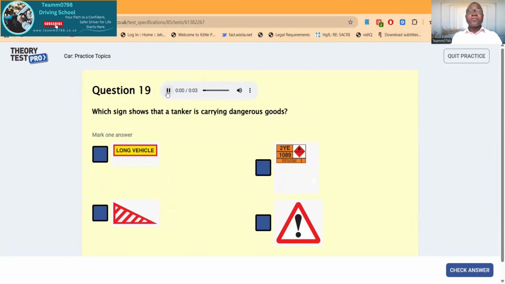Okay, which sign shows that a tanker is carrying dangerous goods? So is that one there? Long vehicles. This is just a marker to show. It's a marker. This is a triangle for information, but it's that one there, carrying dangerous goods. In fact, whenever you are driving with your parents or with your friends and anyone, look out for tankers carrying chemicals. You see these signs on them. Okay.